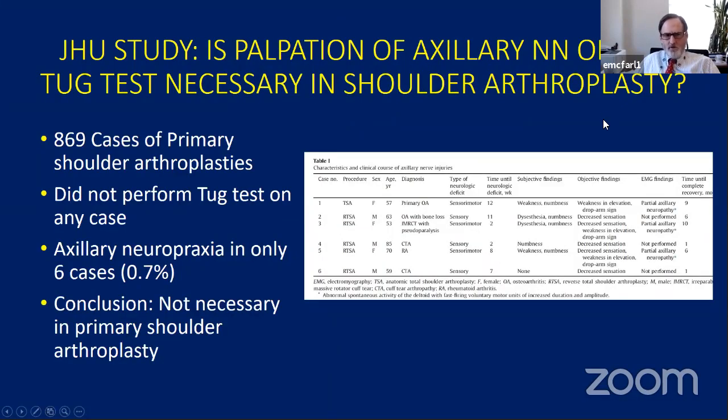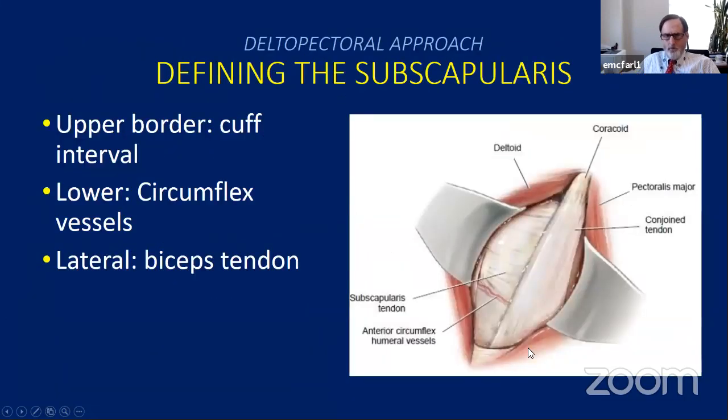Of our 870 cases, I've never used a tug test, and we only had 6 cases of axillary nerve neuropraxia. So I don't think you have to necessarily go looking for the nerve or feeling the nerve, but you just have to know that it's down inferiorly near the capsule.